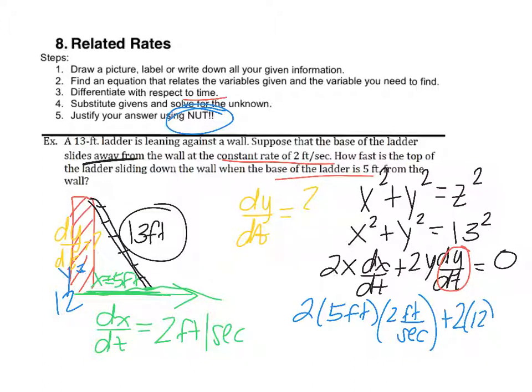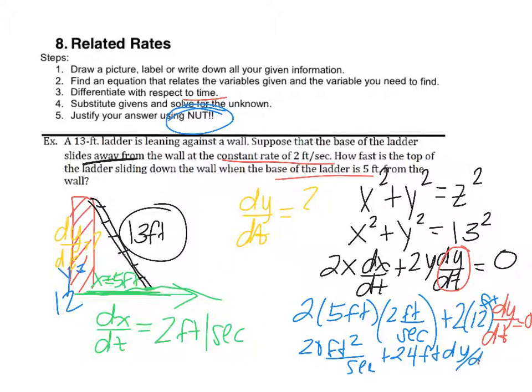And then dy dt. Let's do a different color. Dy dt is equal to 0. Okay, so let's just finish solving this. Now, 2 times 5 is 10, times another 2 is 20. So this is 20 feet squared per second, plus 24. Oh, I forgot my feet here. 24 feet dy dt. Oh, we have to go on another page.